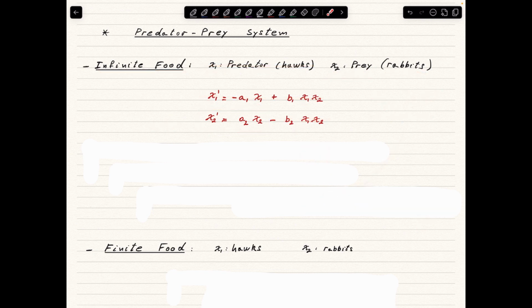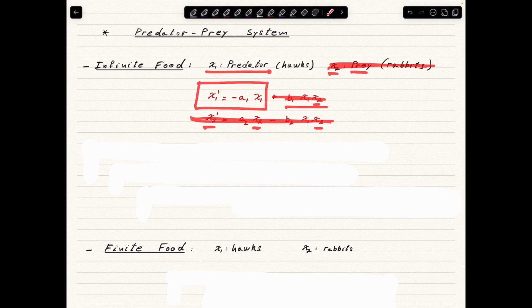What happens with this system when the prey is 0? If we don't have any prey, then the second equation contains x2 in all terms, so the second equation disappears completely, and in the first equation, the second term that has x2 disappears. And now look what we have here. What we have here is the exponential decay equation for the predator.